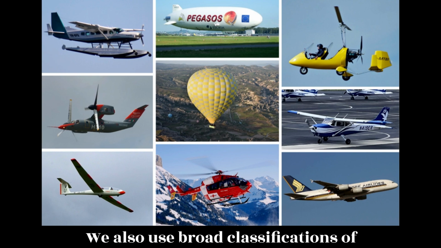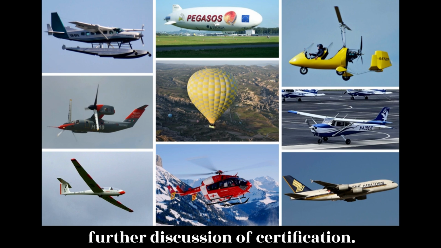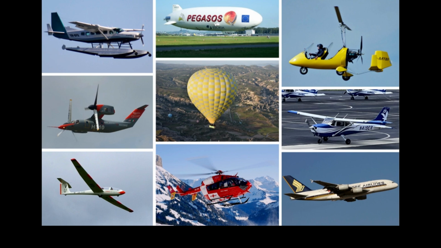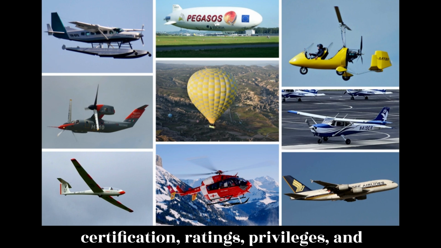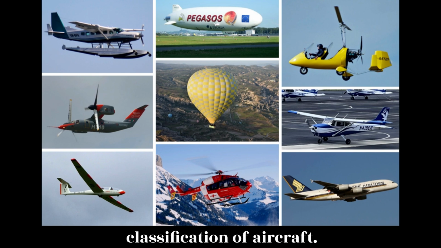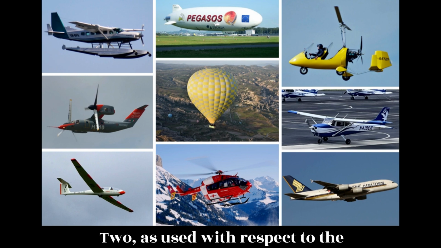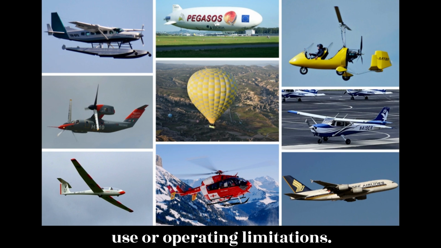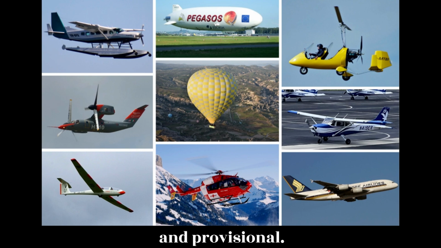We also use broad classifications of aircraft with respect to the certification of airmen or with respect to the certification of the aircraft themselves. See the next section, Pilot Certifications, and Chapter 3, for further discussion of certification. These definitions are in 14 CFR 1.1. Category: 1. As used with respect to the certification, ratings, privileges, and limitations of airmen, means a broad classification of aircraft. Examples include airplane, rotorcraft, glider, and lighter-than-air. 2. As used with respect to the certification of aircraft, means a grouping of aircraft based upon intended use or operating limitations. Examples include transport, normal, utility, acrobatic, limited, restricted, and provisional.